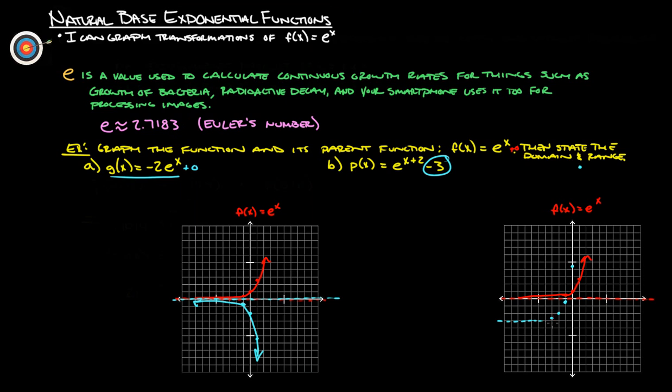So we draw a little asymptote here at -3. And so now we know our graph's going to look something roughly like that.